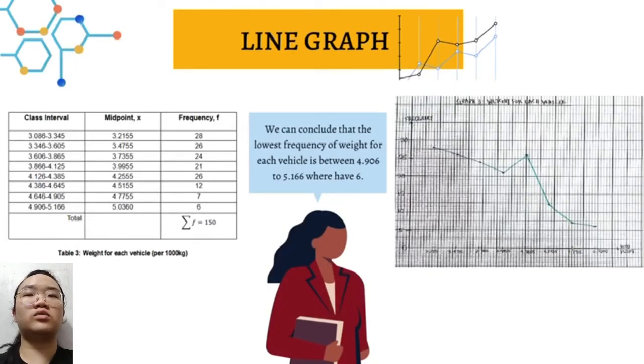4.3 Line graph. At the left side is the table of weight for each vehicle per 1,000 kg. At the right side is the graph of this table. We can conclude that the lowest frequency of weight for each vehicle is between 4.906 to 1.166, which is 6.